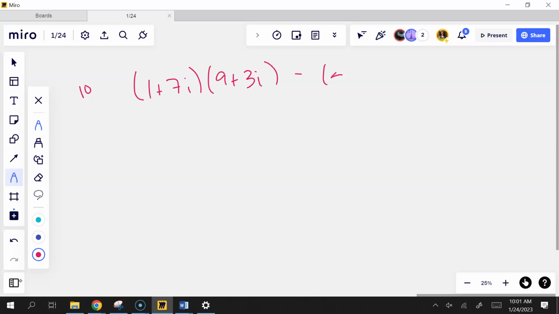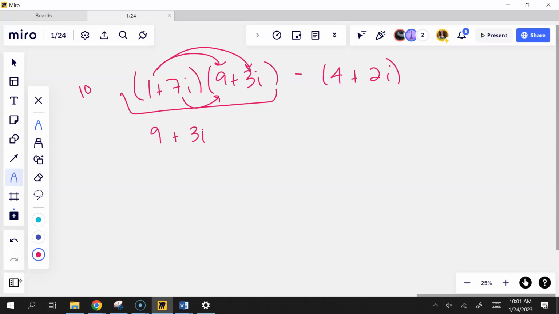Order of operations, multiplication comes first, yes? Yes. So I'm going to multiply these two together first. So I'm going to FOIL them out. I'm going to distribute. 1 times 9 is 9. 1 times 3i. 7i times 9, and then 7i times 3i.